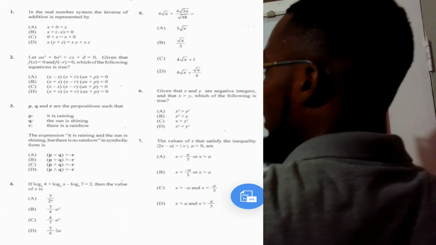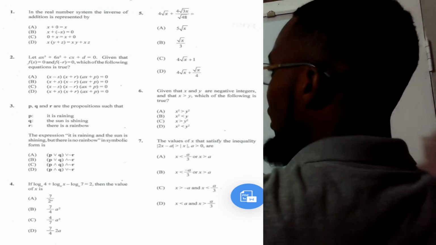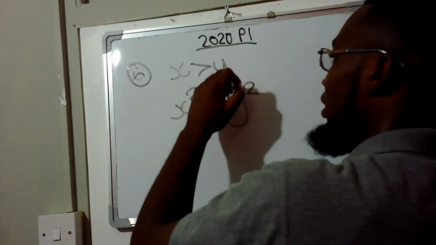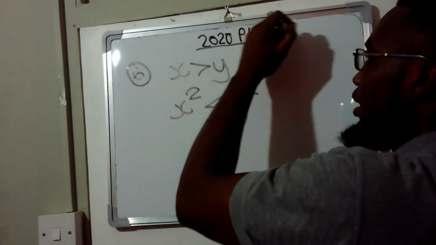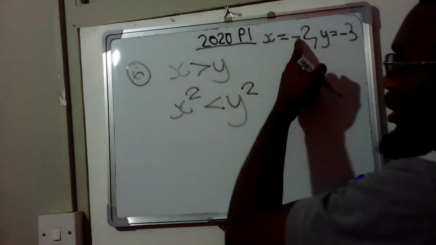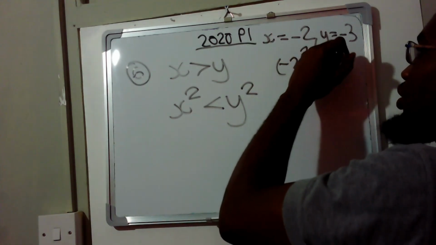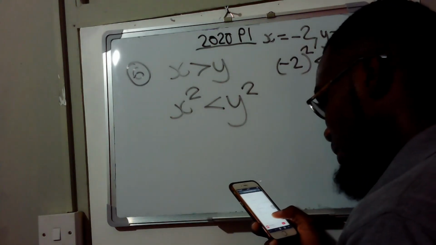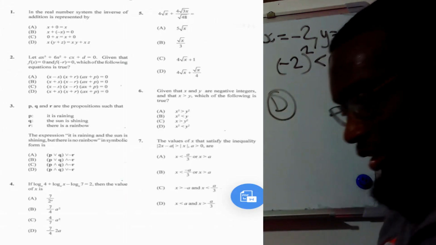Number 6 is a repeat again. It says x and y are negative. So if x is greater than y, then x squared is less than y squared. For example, let's say x is negative 2 and y is negative 3. When you square, negative 2 squared is less than negative 3 squared, isn't it? So that's why this is the answer: x squared less than y squared, option D.